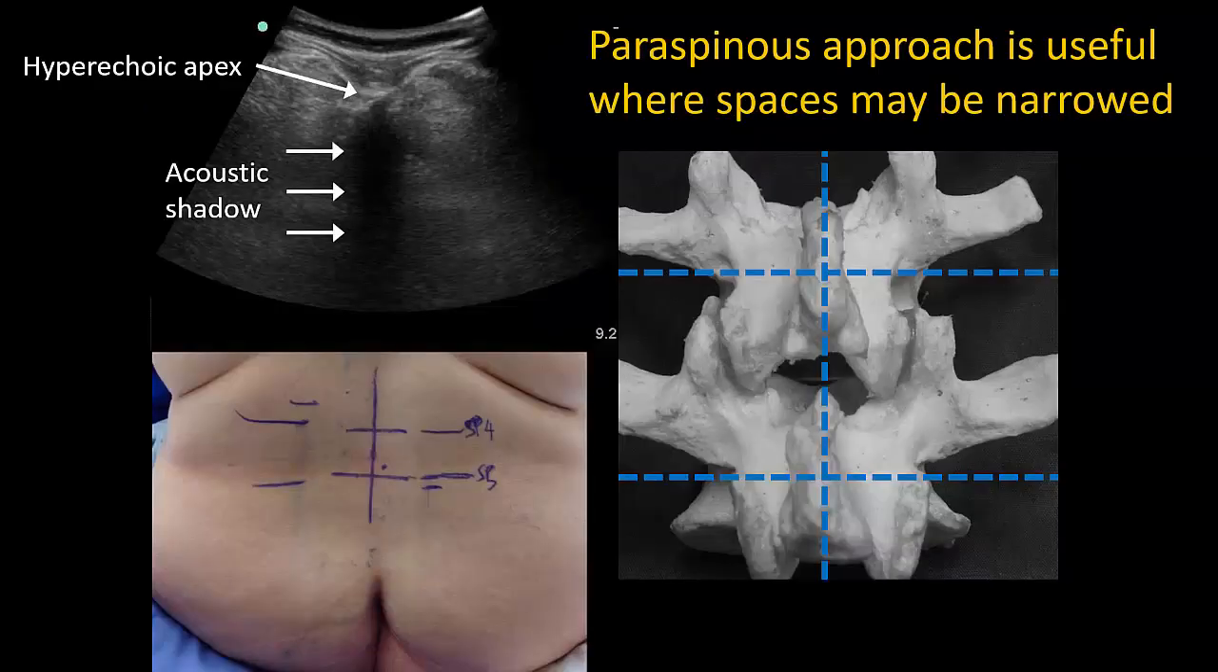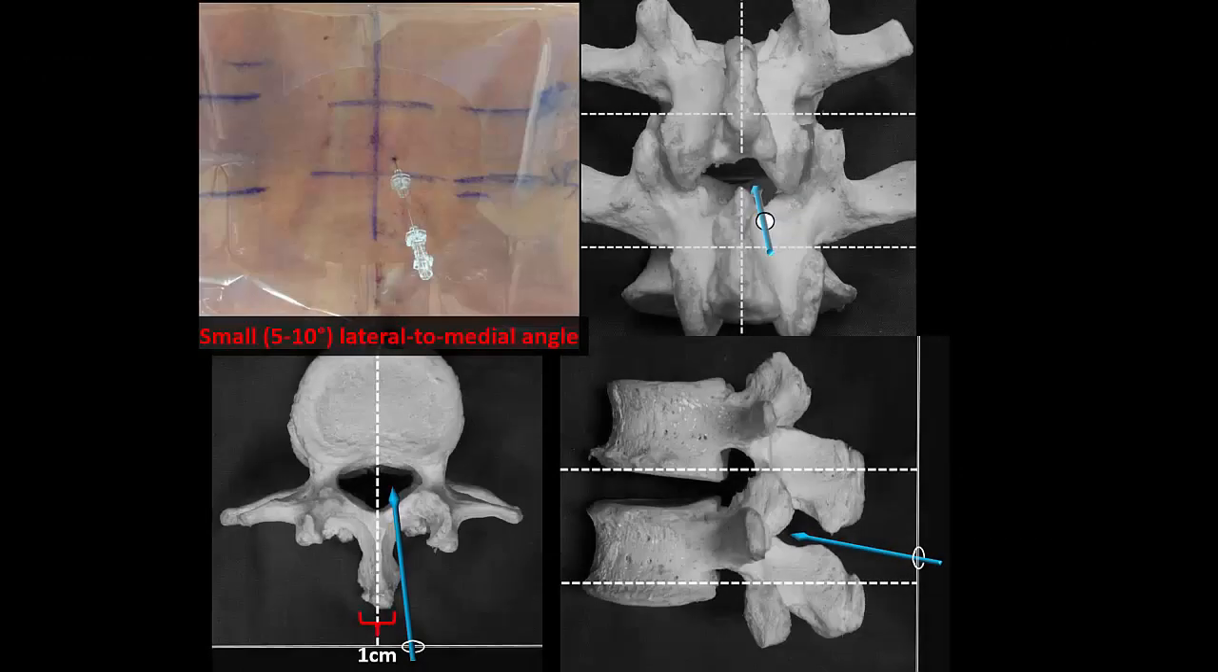The same principle can also be used for a paramedian or paraspinous approach, especially where narrowed spaces are contributing to an inability to visualize the anterior complex. Instead of marking a point in the midline, we mark instead a point half a centimeter lateral to the midline and in line with the upper edge of a spinous process or just slightly above. The needle is then inserted with a very slight lateral to medial angle of 5 to 10 degrees and angled progressively cranially to walk into the interlaminar space.